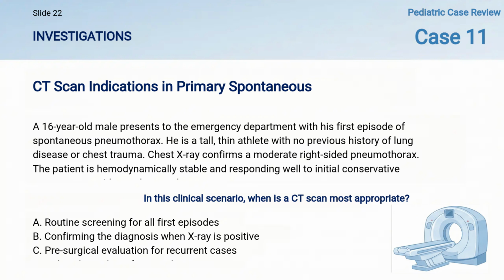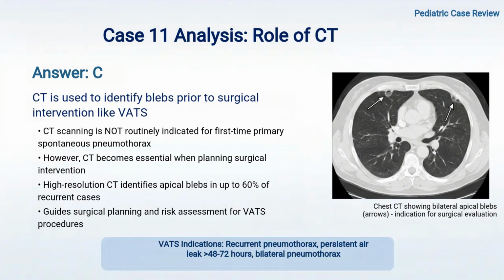Option A, routine screening for all first episodes. Option B, confirming the diagnosis when X-ray is positive. Option C, pre-surgical evaluation for recurrent cases. Option D, only indicated in infants under 2 years. The correct answer is option C, pre-surgical evaluation for recurrent cases.